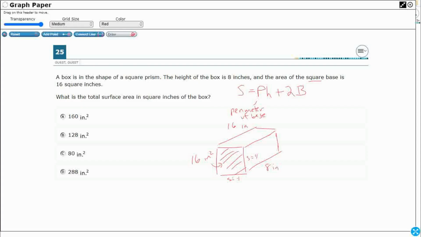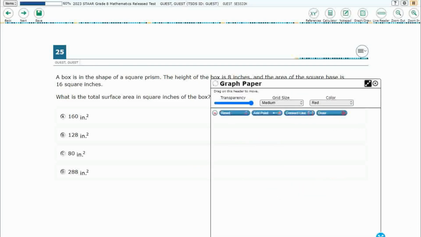So that's 16. My H is my height. They did give that to me. That's 8 inches. And then plus 2B, this is the area of the base, and that's what they already gave me. They gave me that 16. So it looks like S is going to equal 16 times 8 plus 2 times 16, because that's what they already gave me. All right, that seems pretty simple.